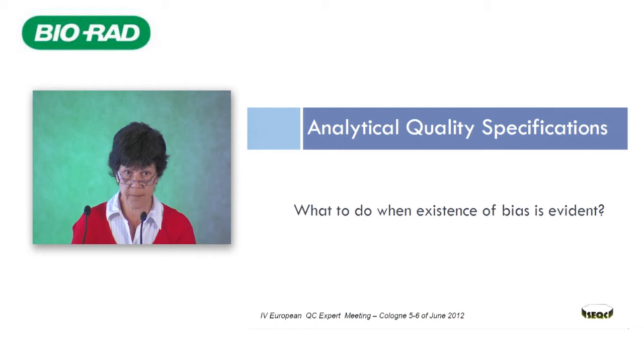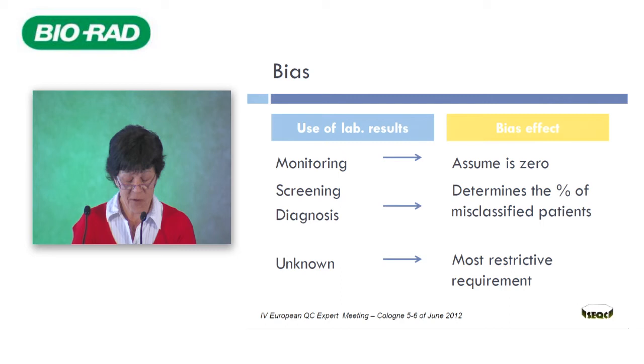Only in monitoring patients can we assume that bias is zero. However, in many cases, laboratory results are used for diagnosis or screening, and then the effect of analytical bias mainly determines the percentage of individuals misclassified as healthy or diseased. Moreover, when the use of the analytical request is ignored, the laboratory should fulfill the more restrictive requirement.